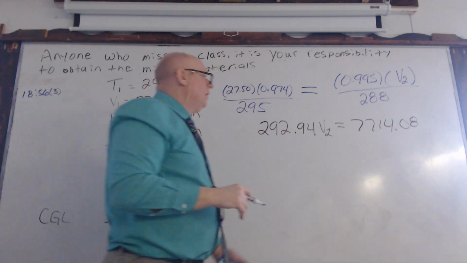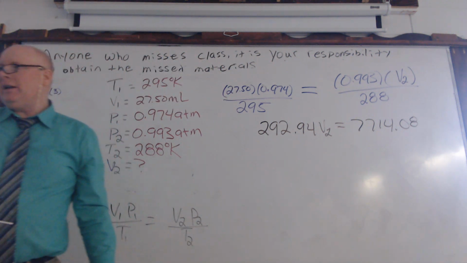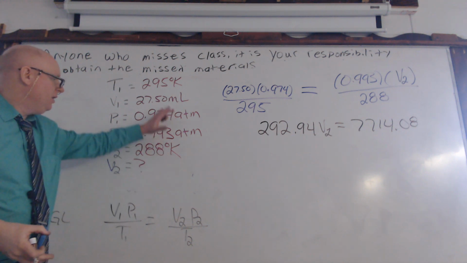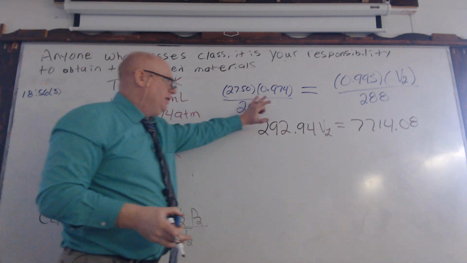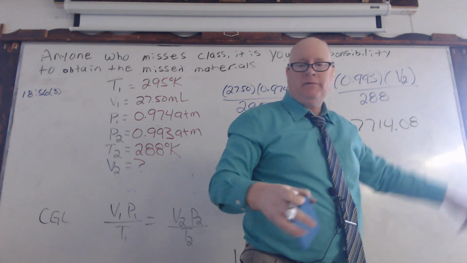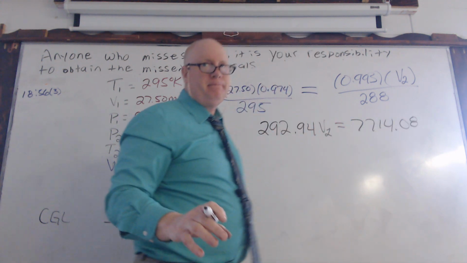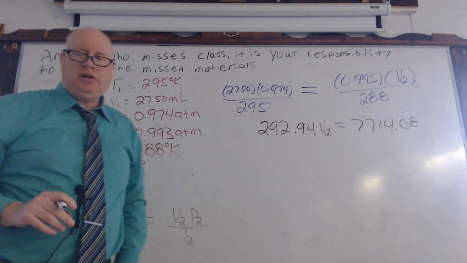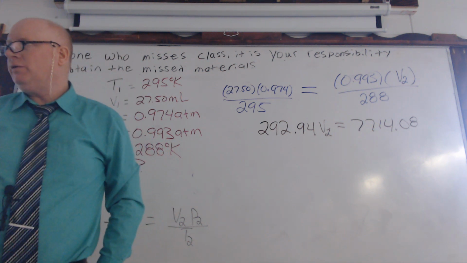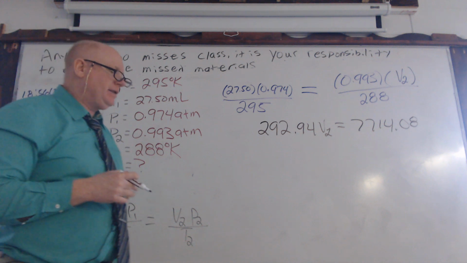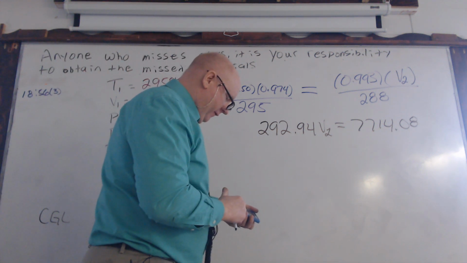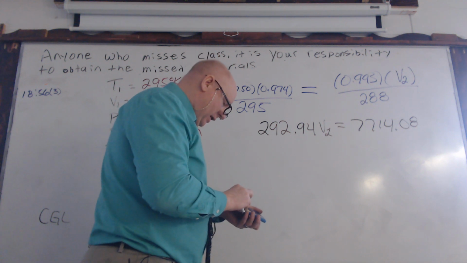Have we left anybody behind? How we got from the problem to here, then to here. Yes, this is time consuming, I understand that. So then, how do you get V2 all by itself using your algebraic skills? You divide each side. That's right. So dividing that by 292.94.